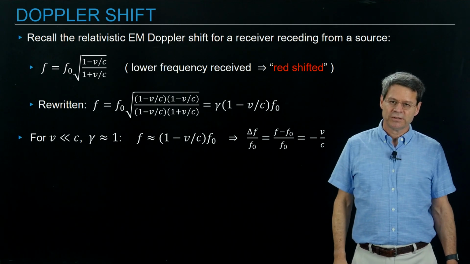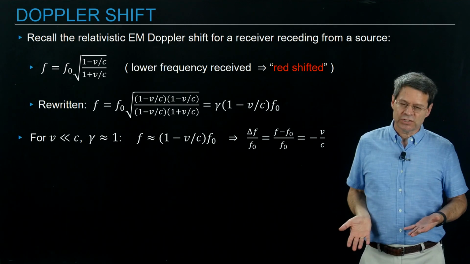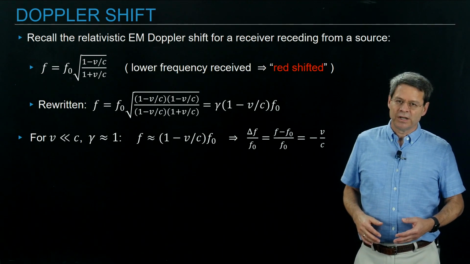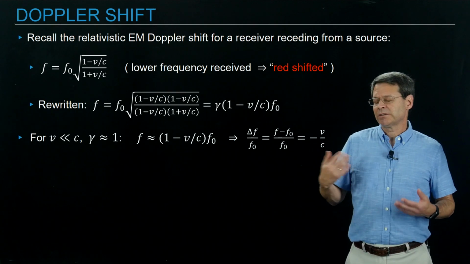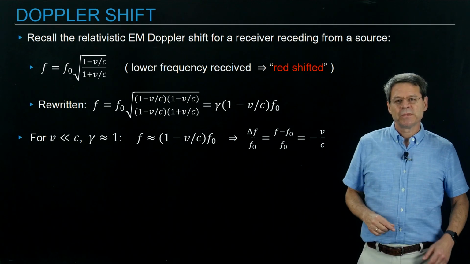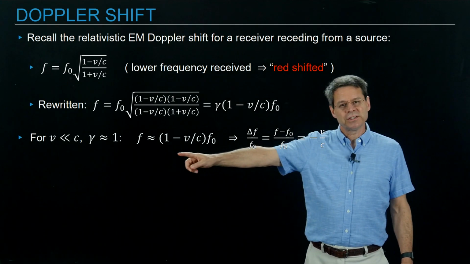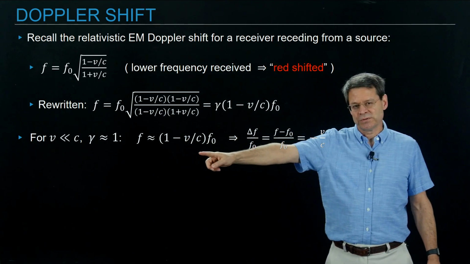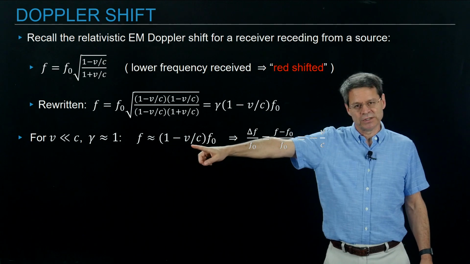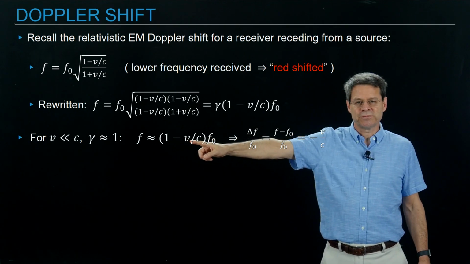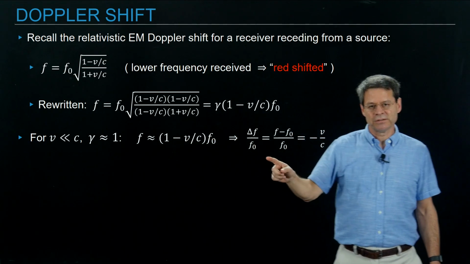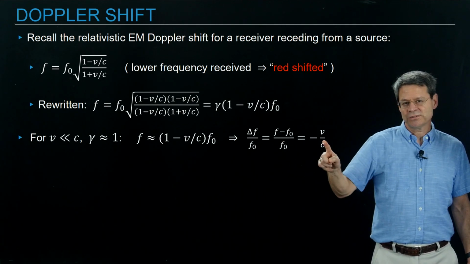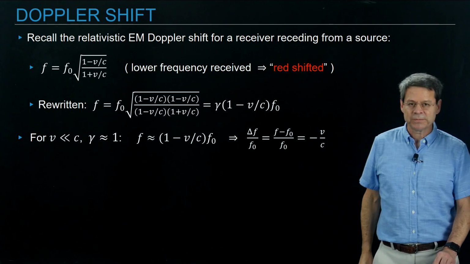frequency it was emitted. If I want to think of that as a change in frequency, delta f over f naught, I need to take f and subtract off the initial frequency f naught. But that's essentially getting rid of the 1 term here, because this f is f naught minus v over c times f naught when I expand out the binomial. So f minus f naught is just minus v over c f naught. So delta f over f naught, which is f minus f naught over f naught, is just minus v over c. Quite simple.